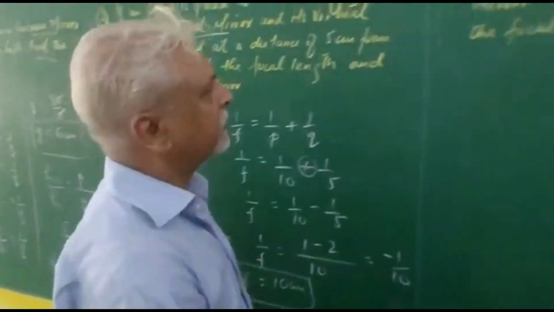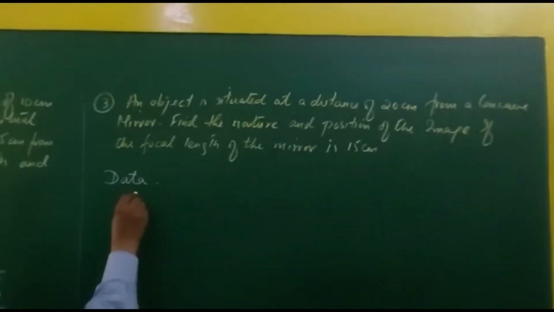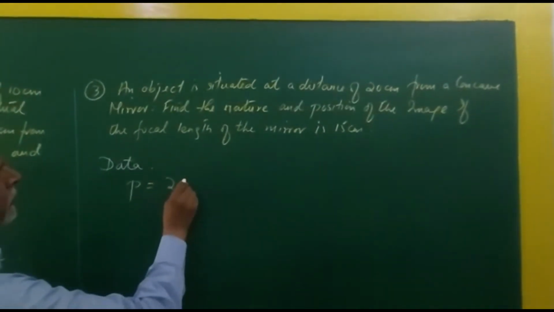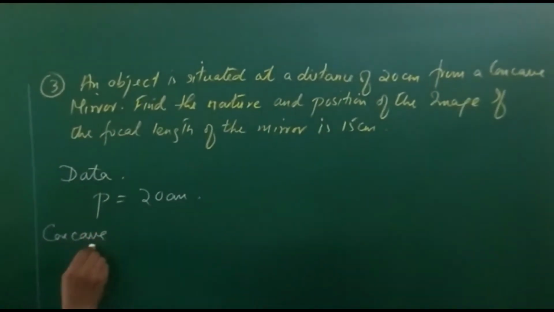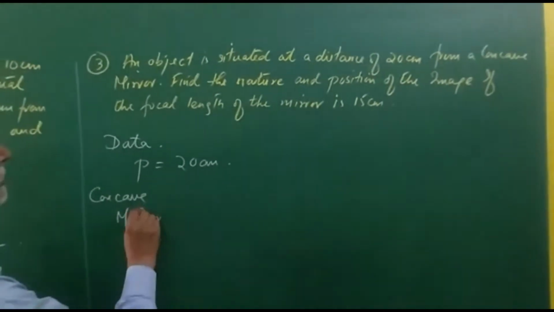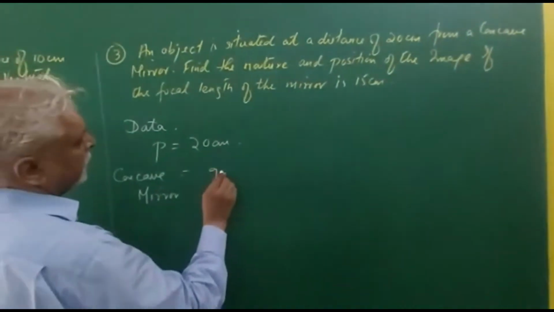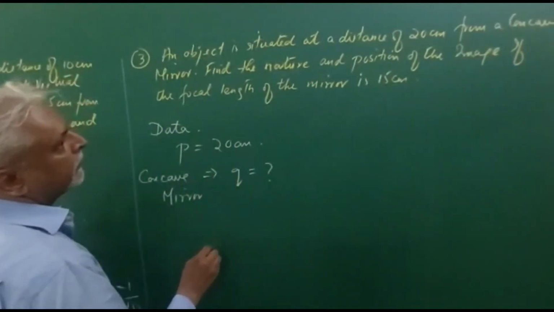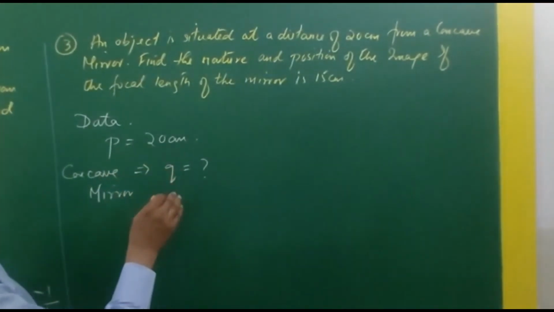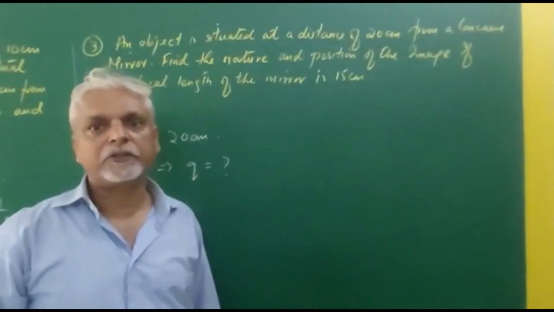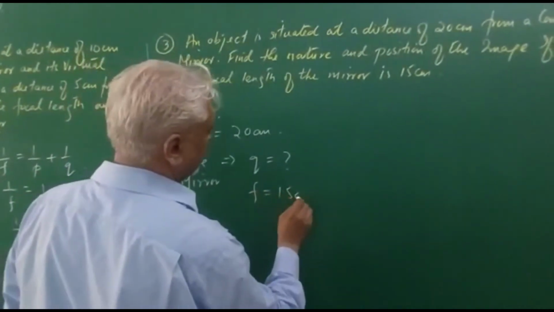Let's go to the next question. Data. An object is situated at a distance of 20 centimeters. Object distance P is 20 centimeters from a concave mirror. Find the nature and position of the image. So you need to find Q, that is the image distance, and the nature of the image, that means what type of image it will be, a real or a virtual image. And the focal length of the mirror is given to you, 15 centimeters.